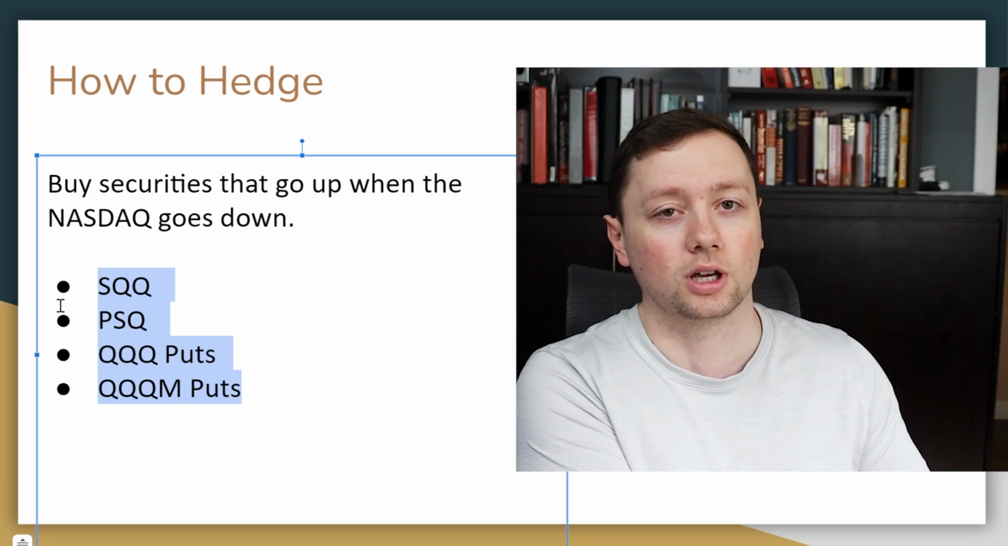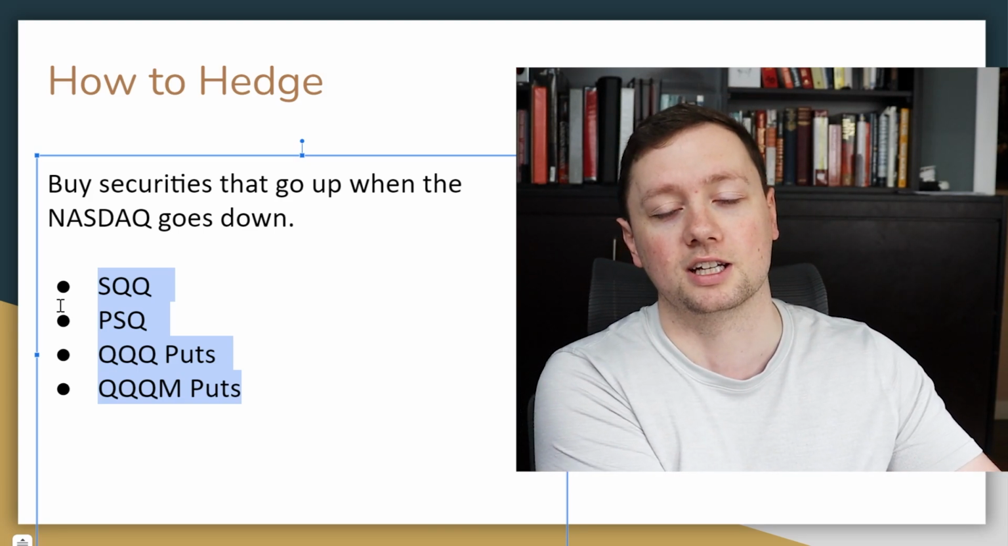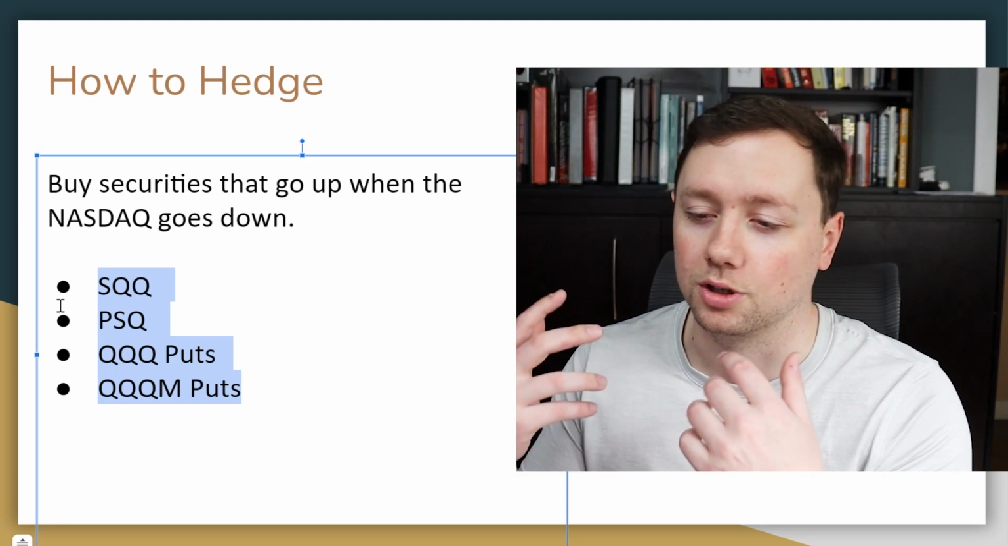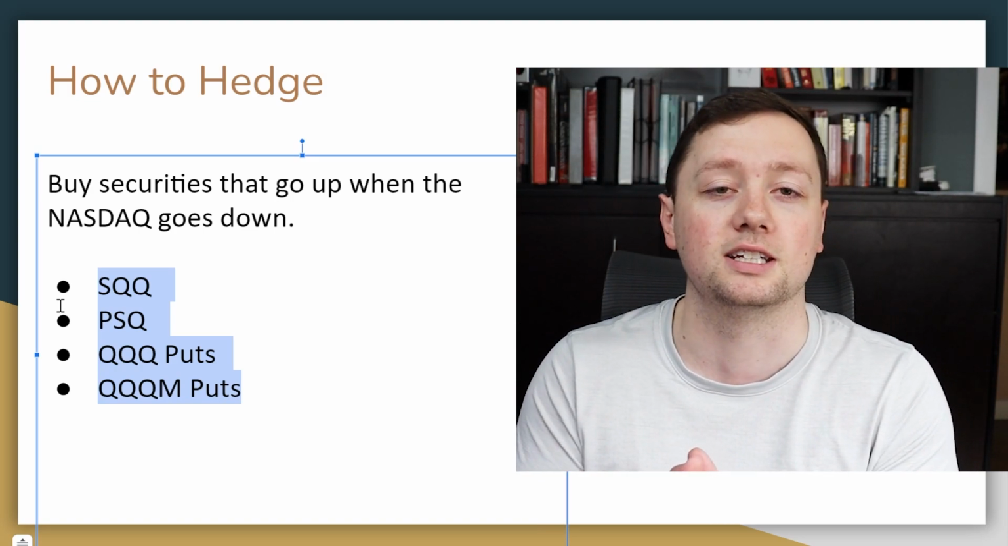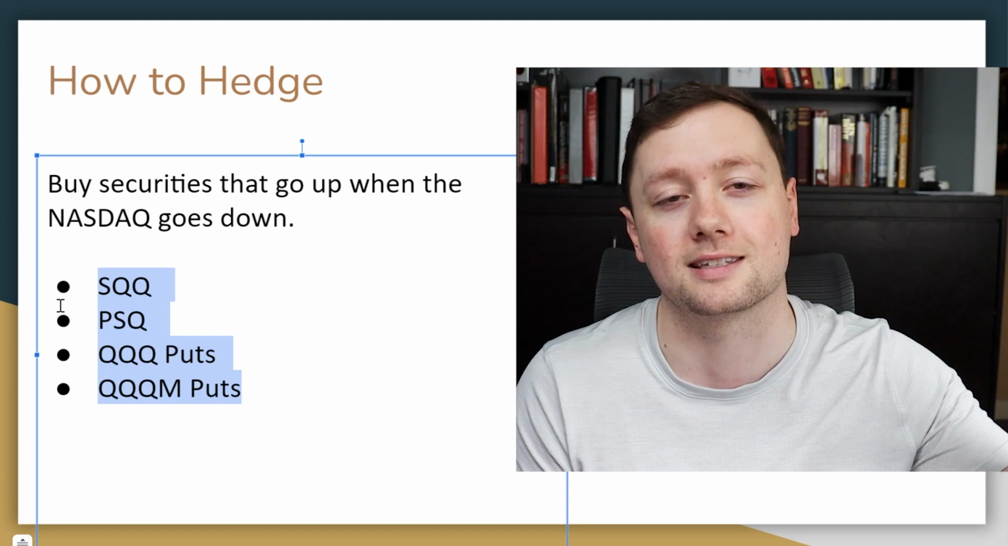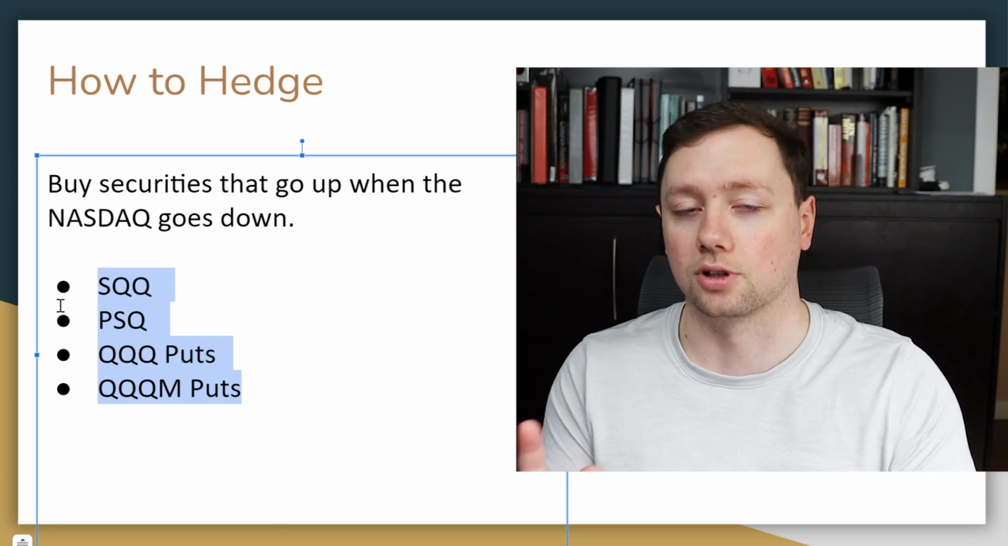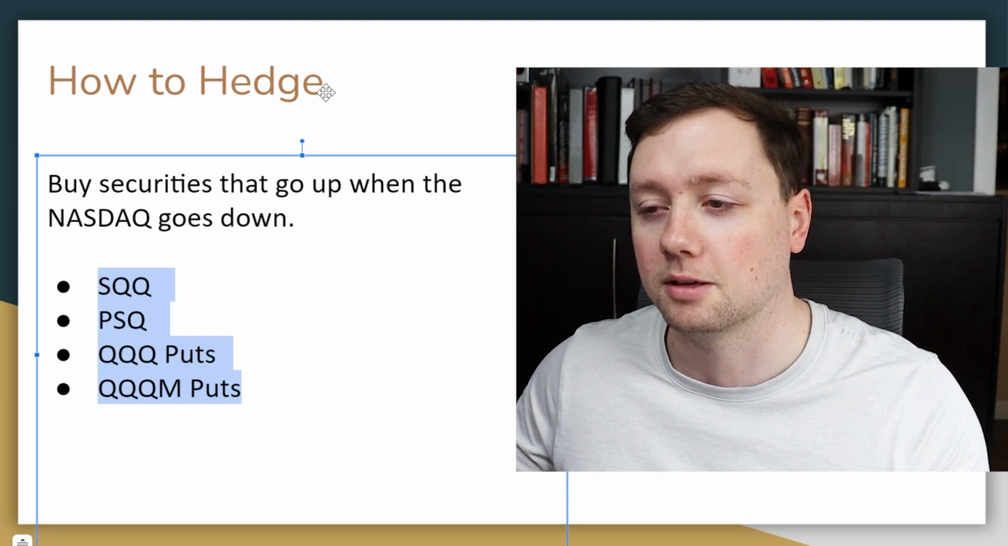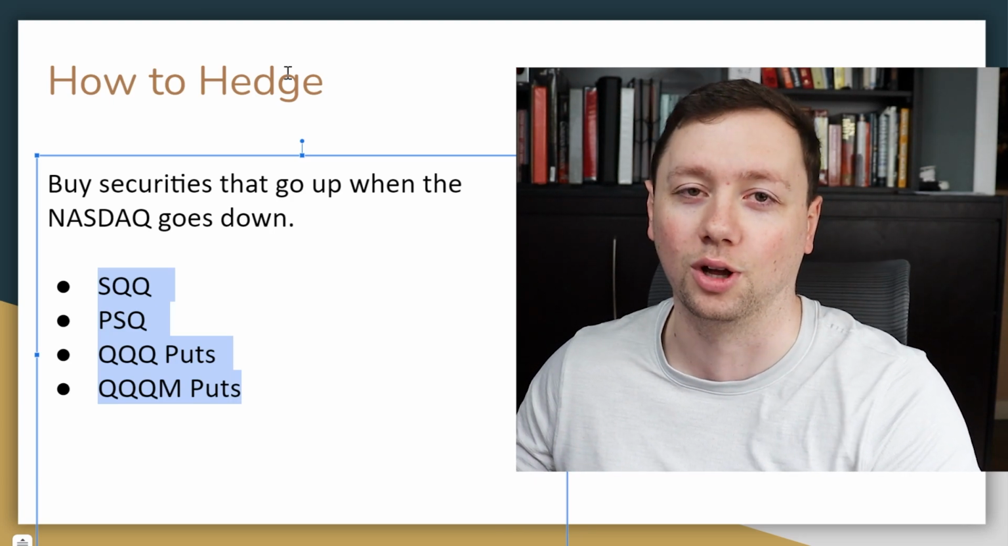And so if you have a portfolio made up of a bunch of different securities, you can buy put options, or you can buy leveraged inverse ETFs, or you can even buy put options against the securities that you hold. So there's lots of different options here, and you can make money even when the rest of your portfolio declines in value.